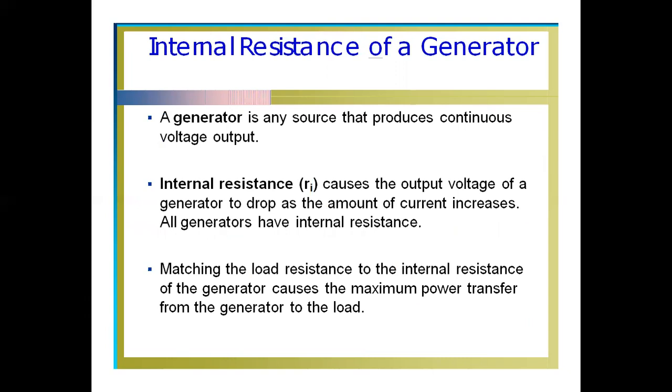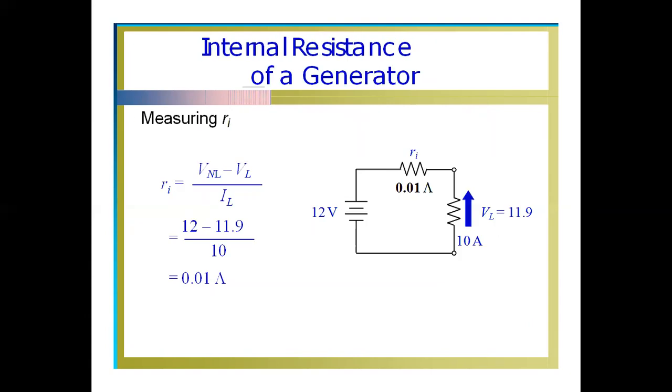Now the internal resistance of a generator. A generator is any source that produces continuous voltage output. The internal resistance Ri causes the output voltage of a generator to drop as the amount of current increases. All generators have internal resistance. Matching the load resistance to the internal resistance of the generator causes the maximum power transfer from the generator to the load. Here, for measuring internal resistance Ri, a 12 volt battery is there as the generator, its internal resistance is 0.01, and the load resistance is connected there.